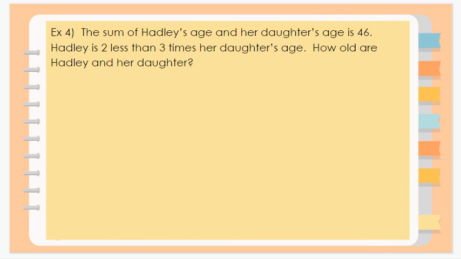Example 4. The sum of Hadley's age and her daughter's age is 46. Hadley's 2 less than 3 times her daughter's age. How old are Hadley and her daughter? We want to start with what we know. Sum means when we add. So we're going to add Hadley's age and her daughter's age, and that equals 46.